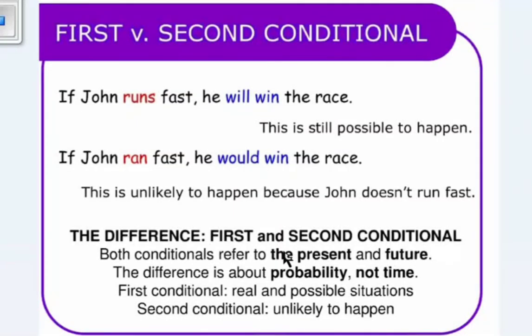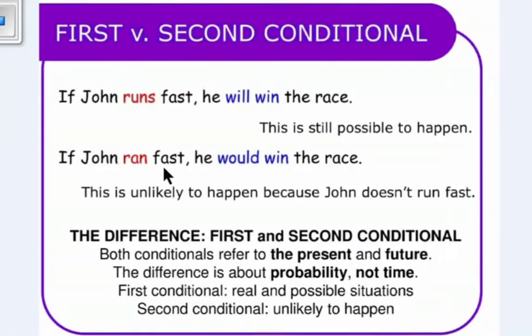So first versus second conditional. What is the difference between them again? If John runs fast, he will win the race. This is still possible to happen. The situation is in the present, and it is likely to happen in the present or in the future.